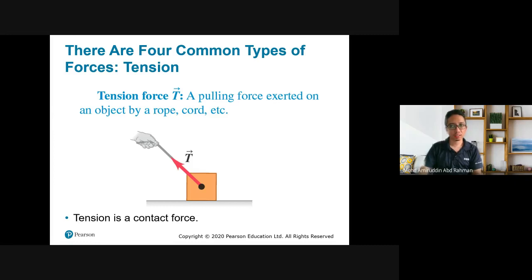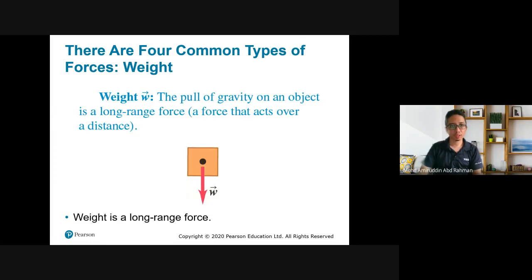And the last one, we have the weight force, which is acting towards the pull of gravity. It's a long range force, a force that acts over a distance. So the weight is a long range force, not a contact force. The previous three are contact forces, but the weight is the long range force.